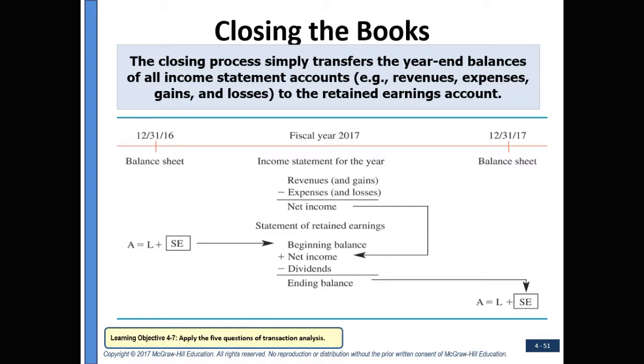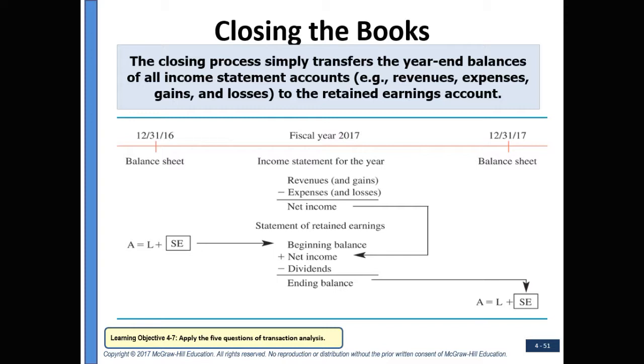We engage in what's called the closing process. The closing process simply transfers the year-end or the period-end balances of all income statement accounts, so revenues, expenses, gains, and losses, to the retained earnings account. In addition, the dividends account is then closed to the retained earnings. This process creates zero balances in the revenue, expense, and dividend accounts.